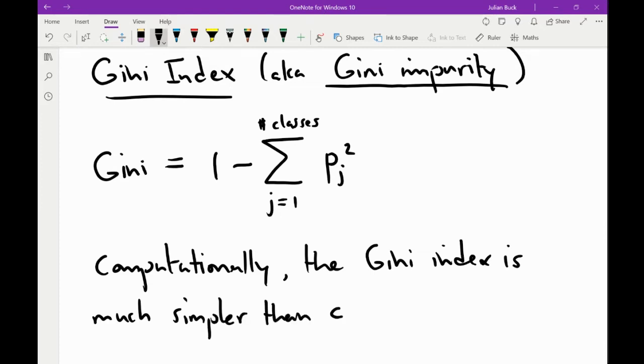Because when doing the calculations with it, rather than having to compute base 2 logarithms, all we're doing is a square, which is just a multiplication. So we're doing a bunch of multiplications, adding a bunch of additions, and then a subtraction, right? So it's just basic arithmetic. It's much easier computationally for a computer to handle. Okay, but can we interpret it in a nice way?